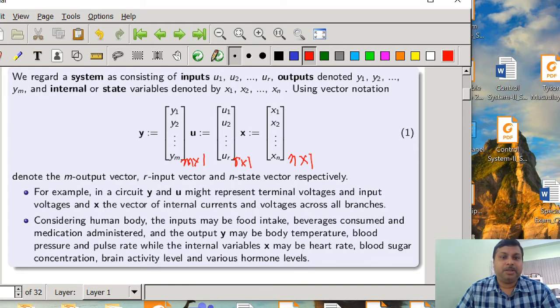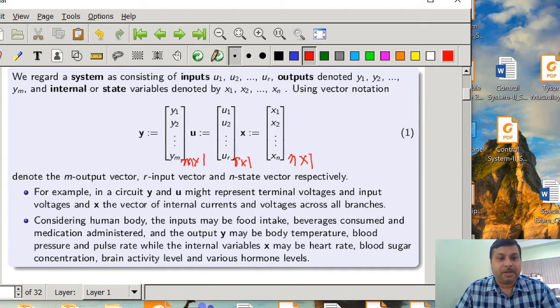Considering the human body, the inputs may be food intake, beverages consumed, and medication administered, and the output y may be body temperature, blood pressure, and pulse rate, while the internal variable x may be heart rate, blood sugar concentration, brain activity level, and various hormone levels.